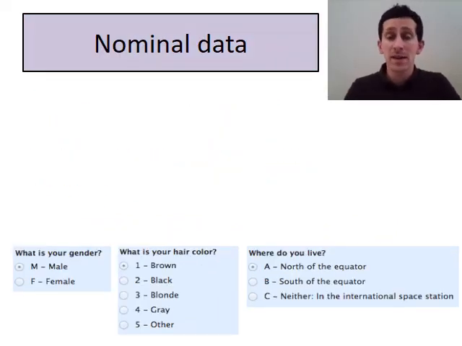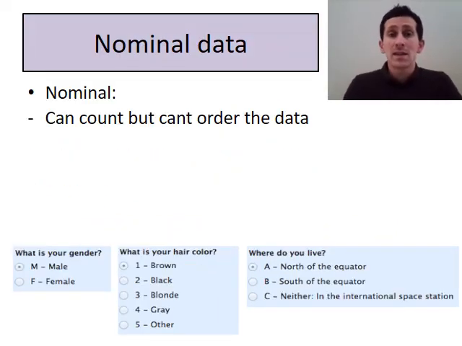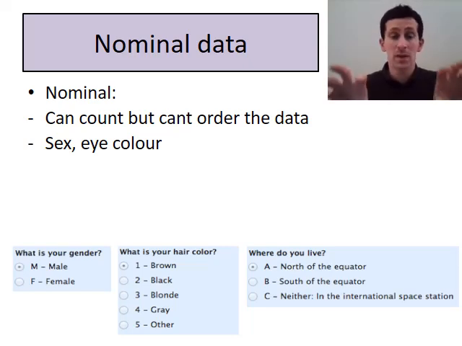Nominal data then is slightly different. This is data that we can count, but we can't order it. So it might be, what sex are you? Are you male or female? We can know how many people there are, but we put you into a category. You're put into one or the other.